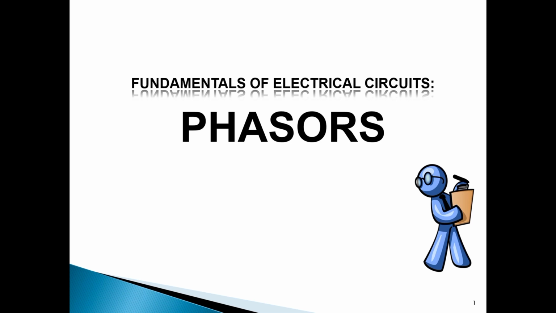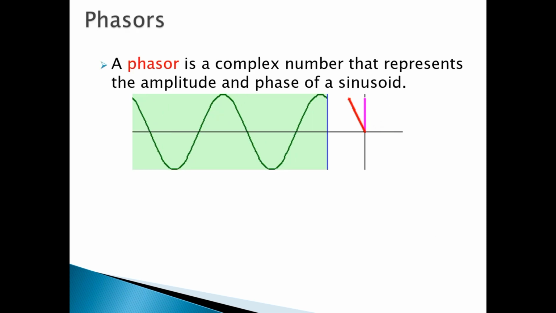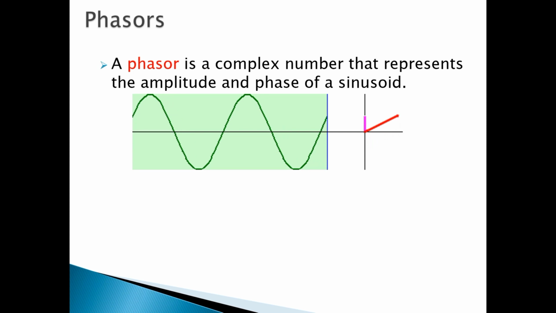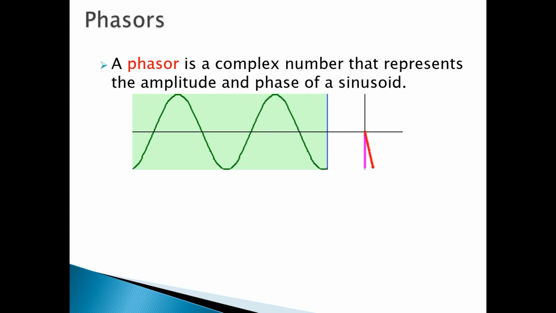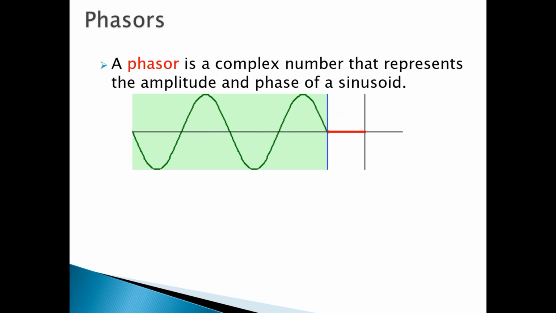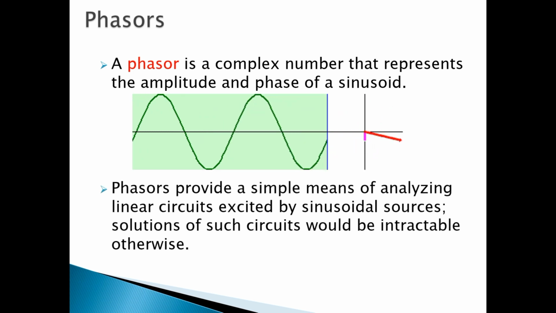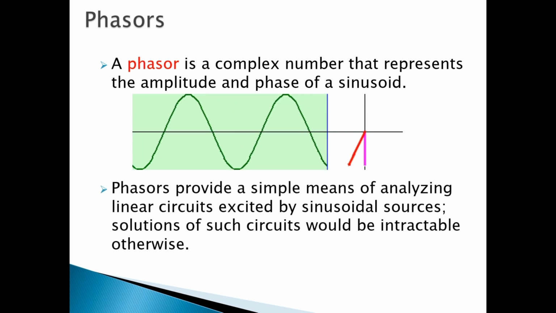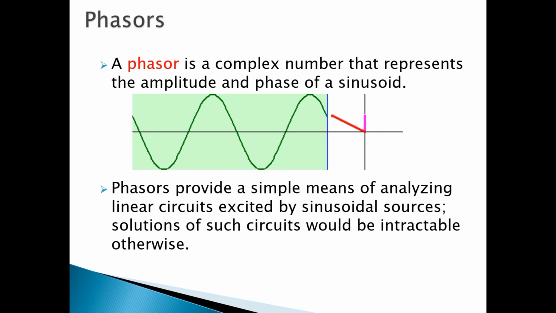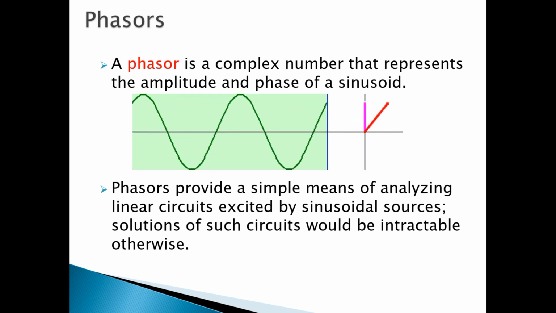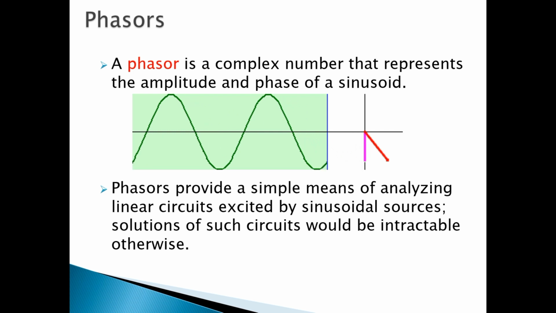So for today's video, we're going to talk about the second topic under AC analysis, which is phasors. Now let's define first what is a phasor. A phasor is a complex number that represents the amplitude and phase of a sinusoid. It provides a simple means of analyzing linear circuits excited by sinusoidal sources. Solutions of such circuits would be intractable otherwise.